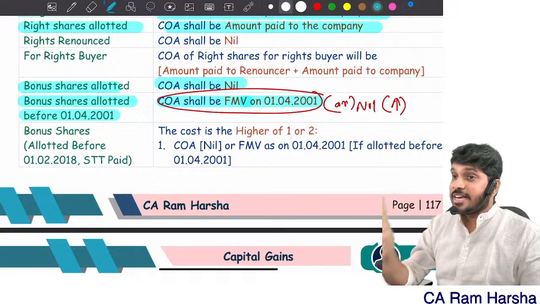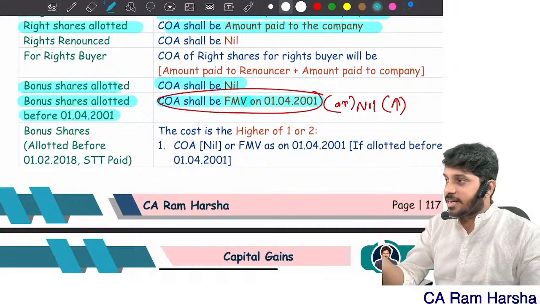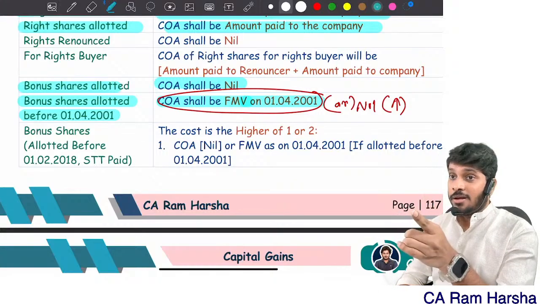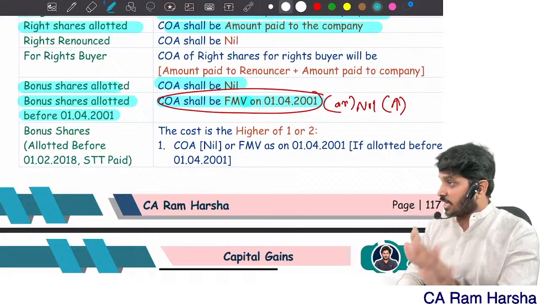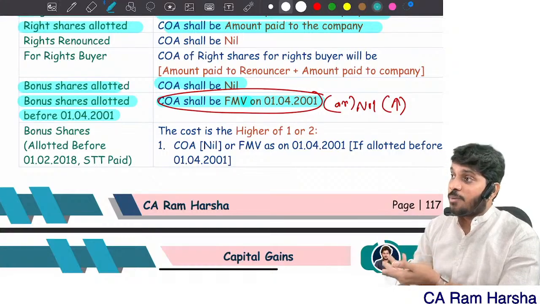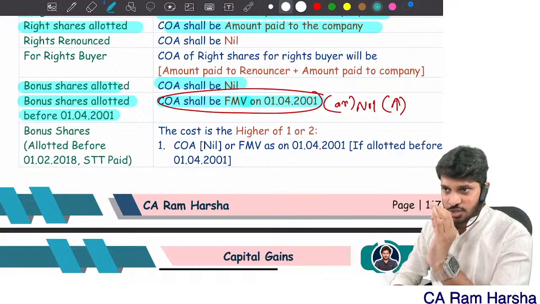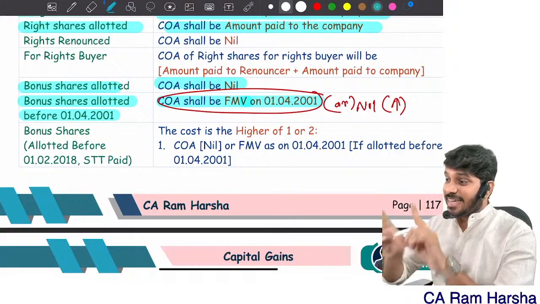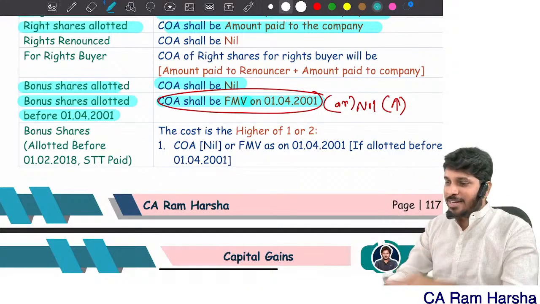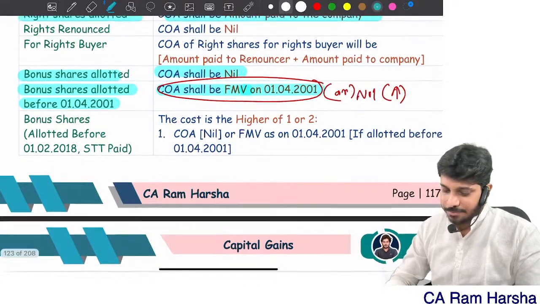If the asset is acquired before 1/4/2001 by you or the previous owner, the cost of acquisition shall be the actual cost or market value, whichever is higher. Any asset it might be, but not for intangibles, not for depreciable assets. For intangible assets, the 1/4/2001 benefit is not there. For depreciable assets, the 1/4/2001 benefit is not there, because for depreciable assets we compute capital gains as per block of asset. Are you getting it? The 1/4/2001 benefit is not available if you are computing capital gains under the 50 series. The 1/4/2001 benefit is available if you are computing capital gain under 48, 46, 46A. Able to understand? That's it.